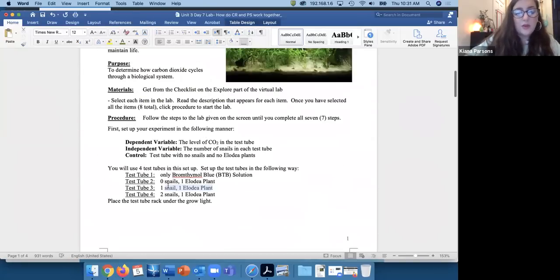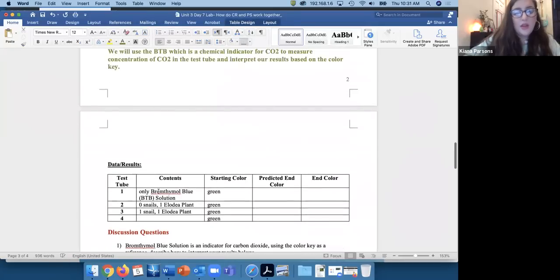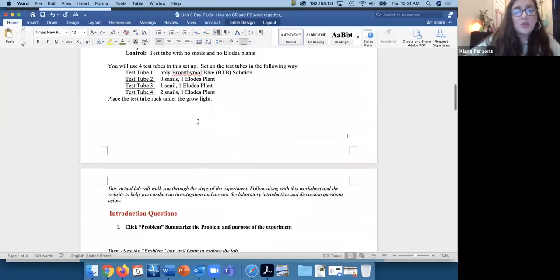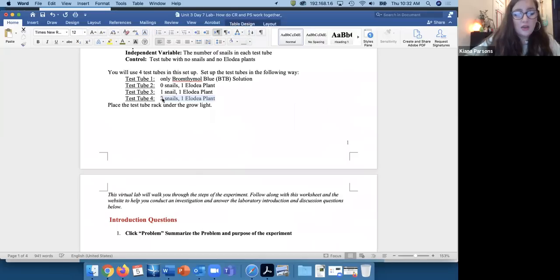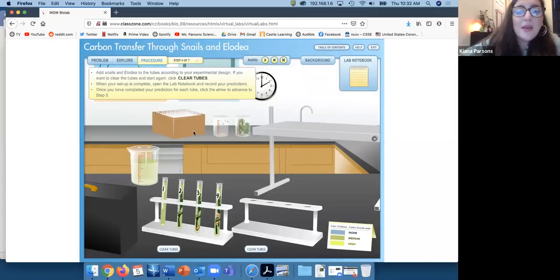And test tube number 3, what we just set up, 1 snail and 1 elodea plant. And because the test tube conditions are already green, we know that there is some carbon dioxide in the test tube already, because bromothymol blue is blue without the presence of carbon dioxide. So there's already some carbon dioxide in these conditions. So now let's go ahead and make predictions for each tube.